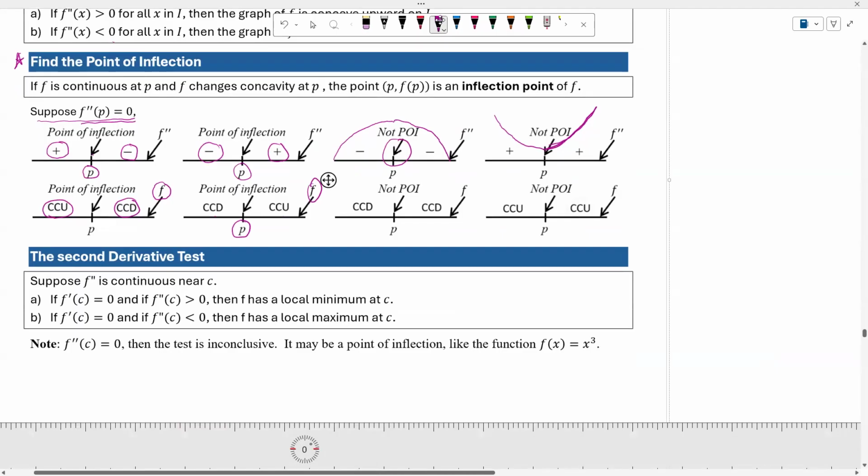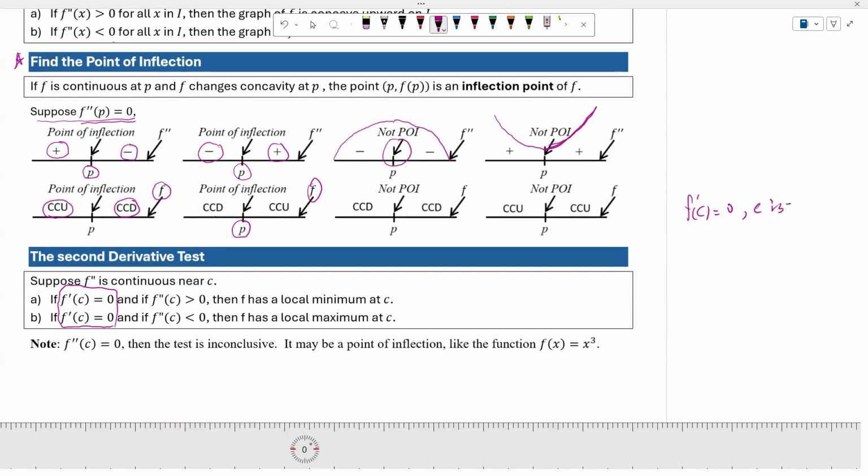Then what is another test? Again, the second derivative test. Suppose that f double prime is continuous near c, and f prime of c is equal to 0. Now remember, f prime of c equal to 0 tells me that c is a critical number.